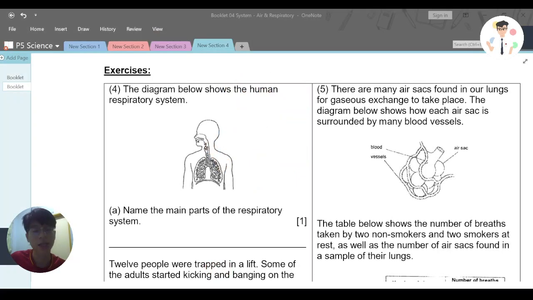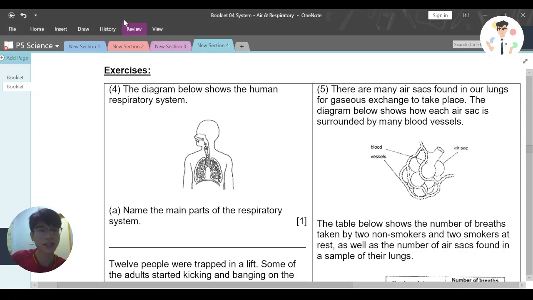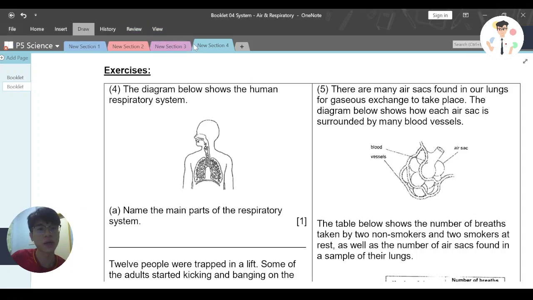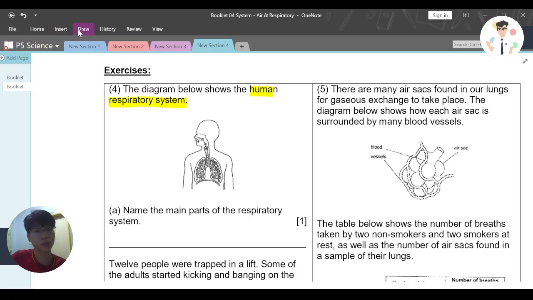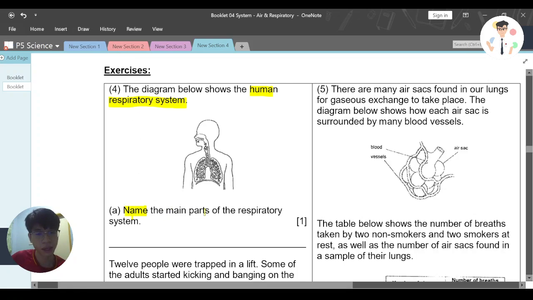Welcome back to digital class, and now we are looking at the questions here. The question says that the diagram below shows the human respiratory system. Again, when you see this word, you know this is supposed to be under booklet number 4. And the question now asks, name the main parts of the respiratory system.